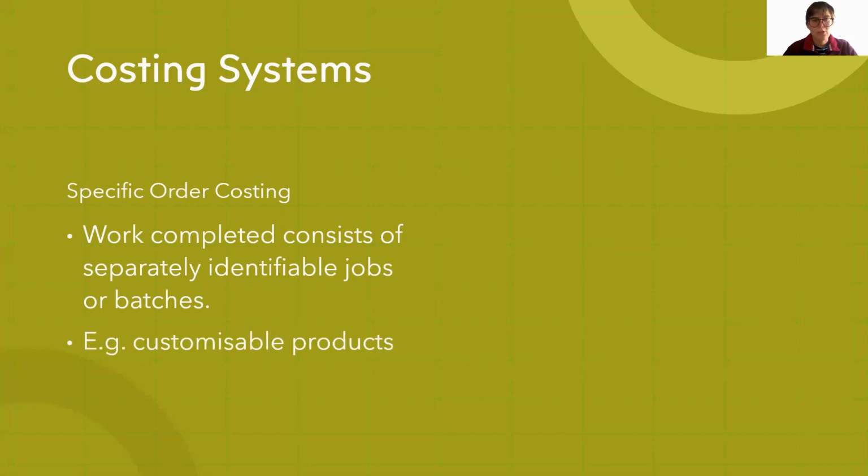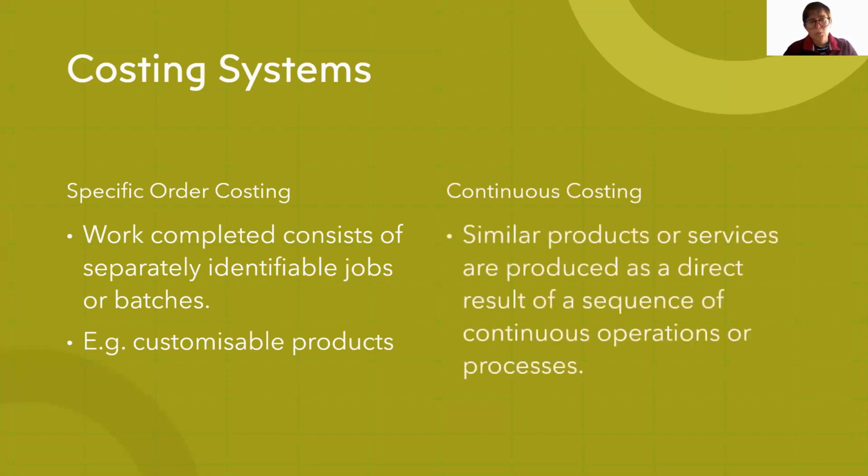So for example, any customizable product business that may exist isn't necessarily always going to produce the exact same item. Or it may be a continuous costing approach that is used. This will be used if similar products or services are going to be produced as a direct result or consequence of a sequence of continuous operations or processes. So for example, that could be a hair salon. They offer very similar services. However, each client may require a different type of hairstyle, different type of haircut, different work needs doing.